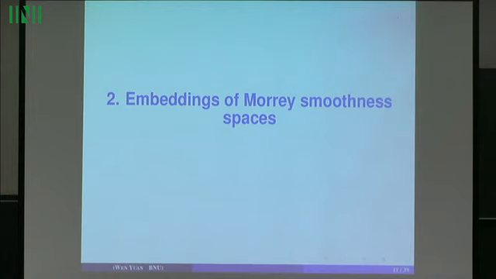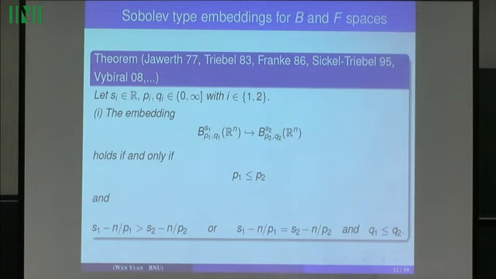What we are interested in is the embedding properties of these function spaces. This means that we consider an embedding from one Besov space or Triebel-Lizorkin space to another one, in which we try to find the sufficient and necessary parameter conditions such that this embedding holds true. For Besov spaces and Triebel-Lizorkin spaces, these results are already very clear. First we see the result for Besov spaces.